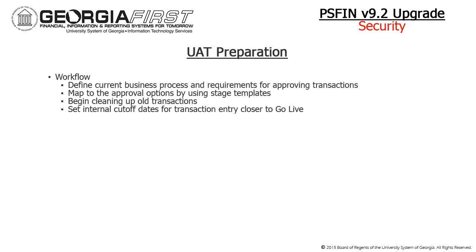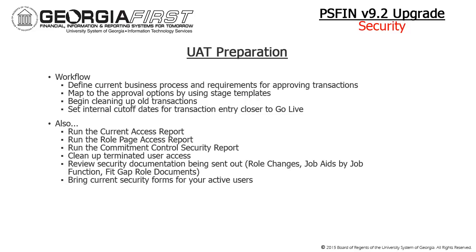For workflow, define your current business process and requirements for approving transactions in each area. Map those to the approval options we're delivering by using the stage templates that we're sending out. Begin cleaning up any old transactions and set internal cutoff dates for transaction entry closer to Go Live.